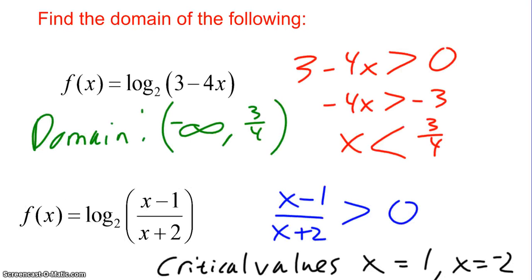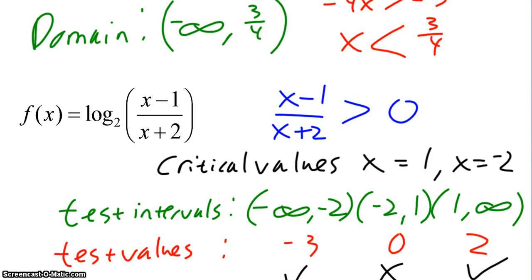Pause the video. Okay, so if we look at the one on the top, log base 2 of 3 minus 4x, what do we care about to find the domain? We know that what we take a log of has to be greater than 0. So I set 3 minus 4x greater than 0, solve for x, I get x is less than 3/4, therefore my domain is negative infinity to 3/4.